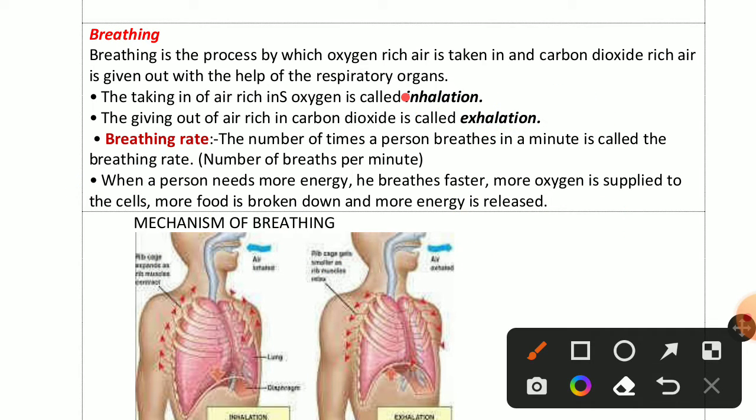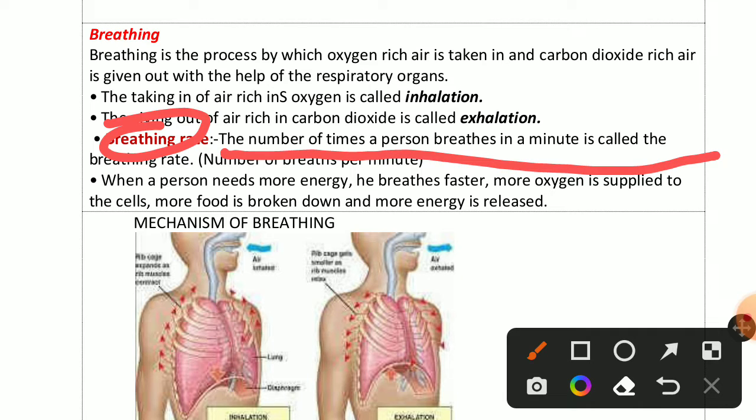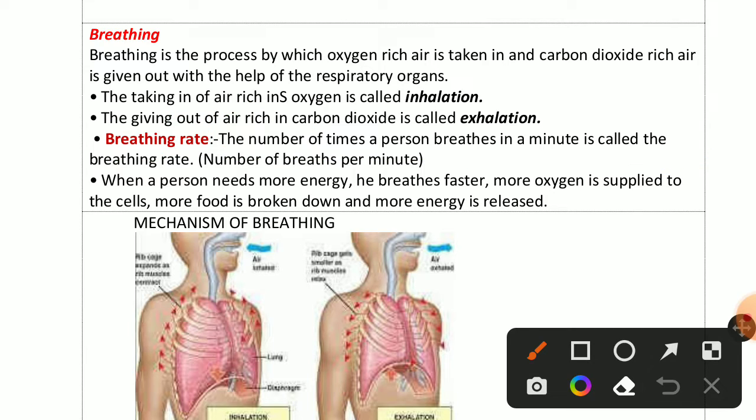Okay, next, breathing rate. Breathing rate is nothing but the number of times a person breathes in a minute. We are breathing, correct? In a minute, how many times do we breathe? That is called breathing rate. Very simple. The number of times a person breathes in a minute is called breathing rate. Maximum 15 to 18. Number of breaths per minute, that is 15 to 18. The normal human average is 15 to 18.